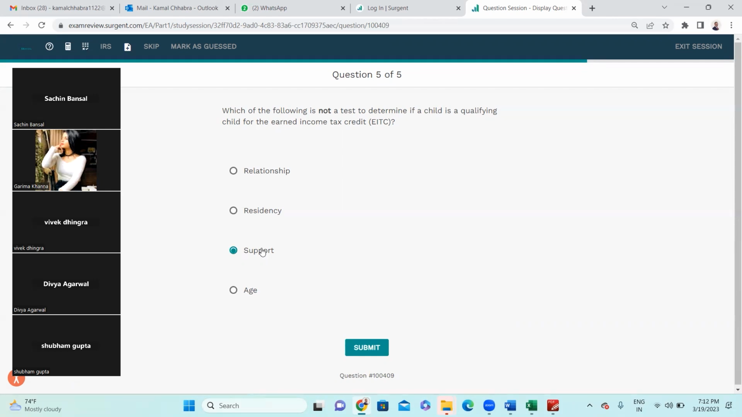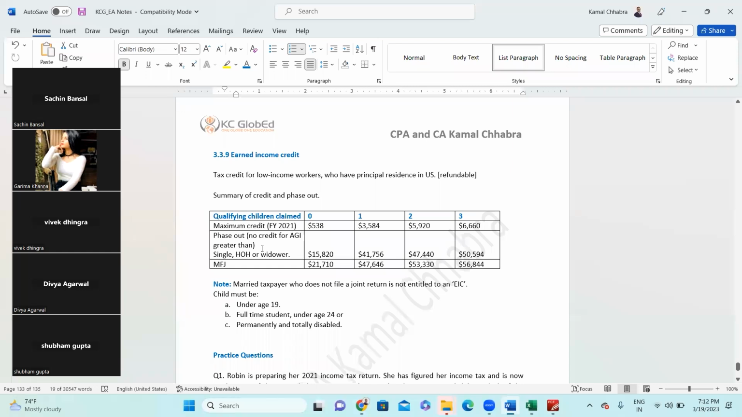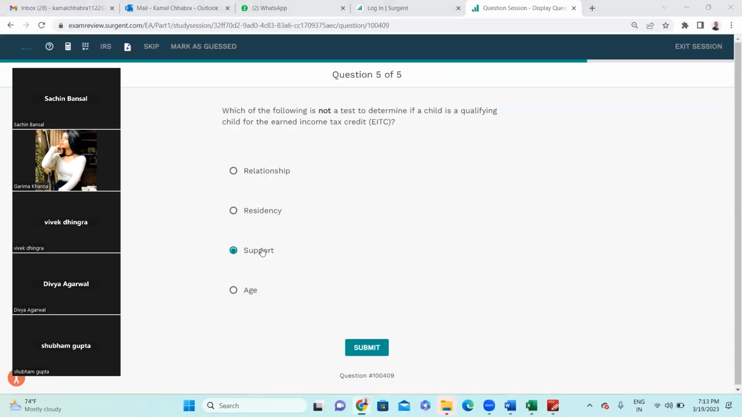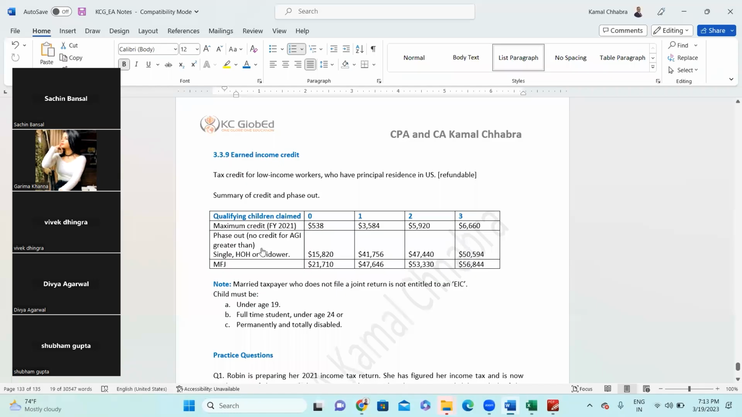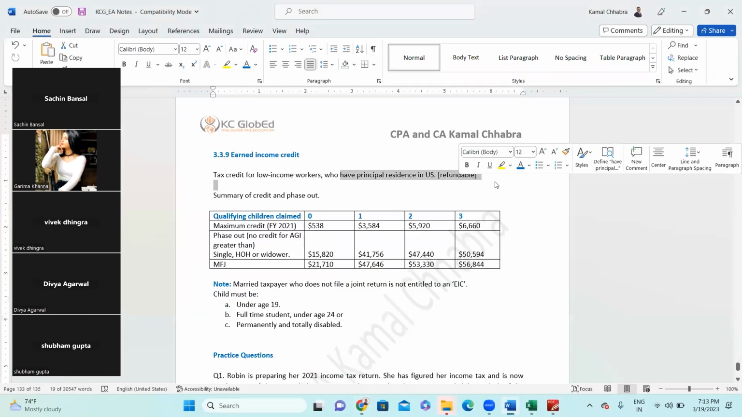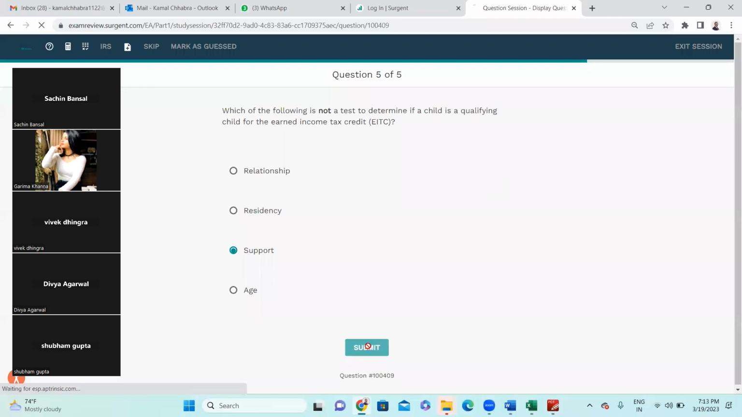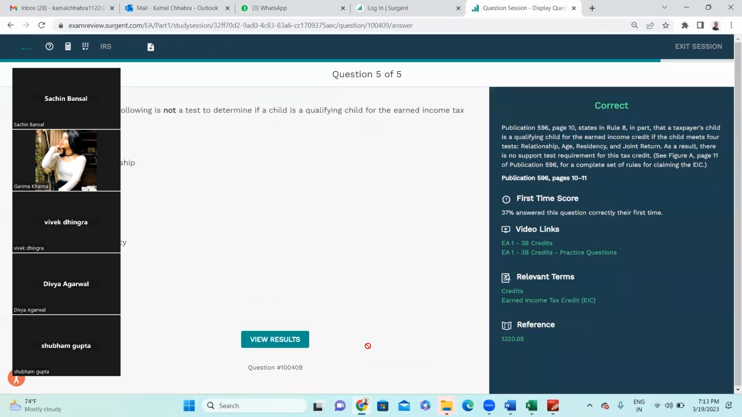Vivek, Garima, Sachin: option third, sir. Why? Because relationship is needed, residency, US residence is needed, and age is also a criterion. This is what remains, so third option. Age is under 18, 24, or disability. That's there. Relationship should be child. Residency should be principal residence. Right? That's a correct answer.